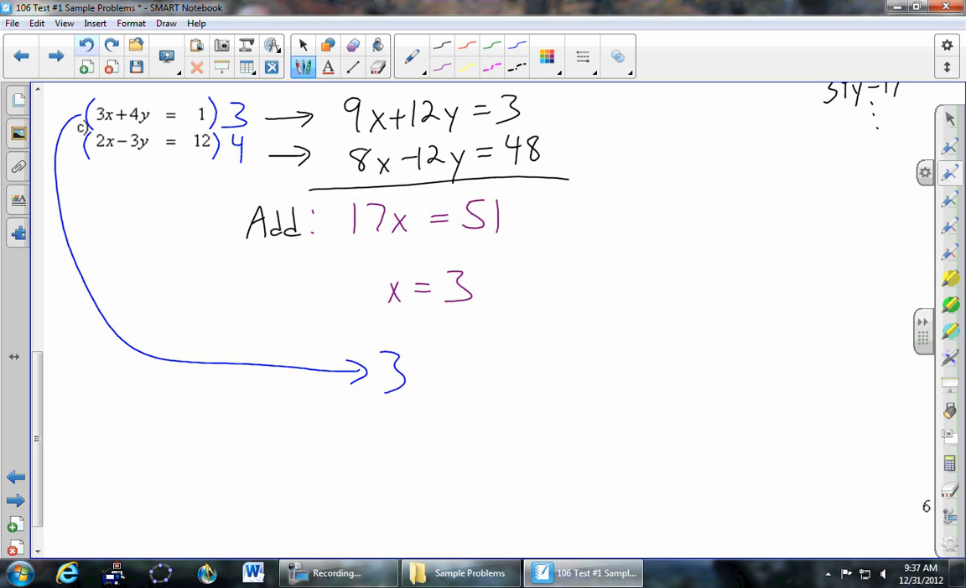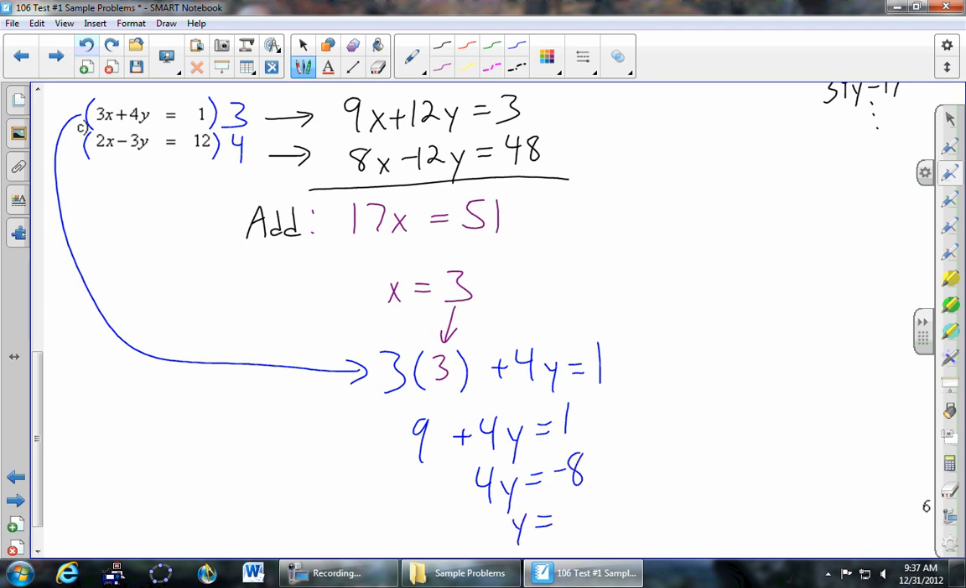First equation says 3x plus 4y equals 1. But instead of x, we'll put what x is equal to. Turned out x was equal to 3. And now we'll do a tiny bit of algebra to solve for y. Subtract 9. Divide by 4. And then we have our final answer. X was 3, y was -2.